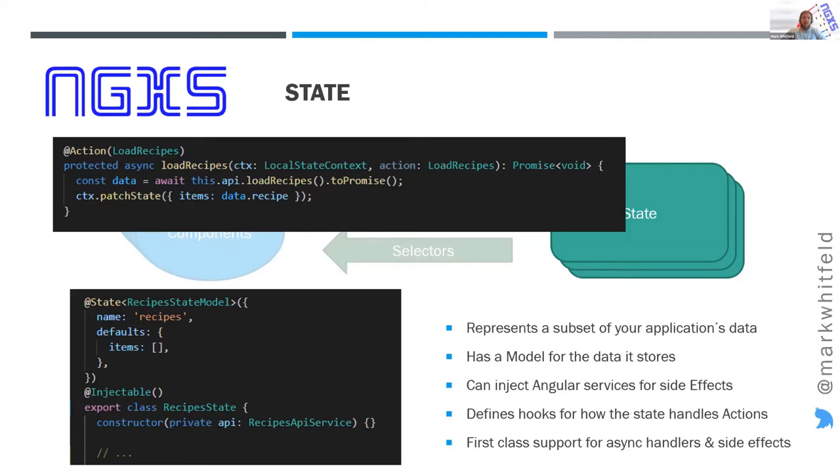If you've dealt with other state management solutions, you would often be familiar with seeing a pattern of having load recipes success, load recipes failure, in order to manage the different phases of this life cycle. But in NGXS, we have first-class support for async handlers and side effects. So this simplifies our code a great deal, and we can use really great things like async await, and things that a junior or an apprentice developer would find easy to understand because it looks like synchronous code.